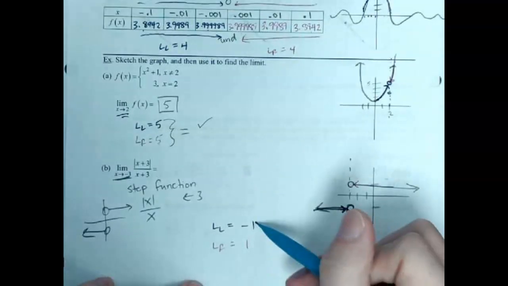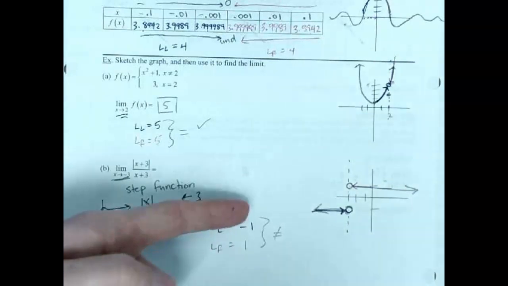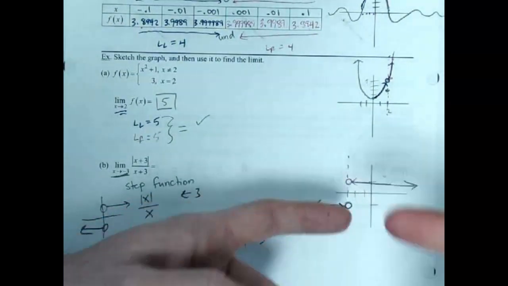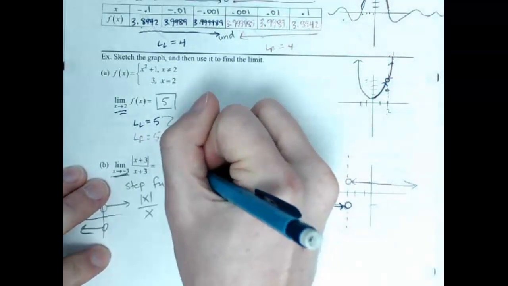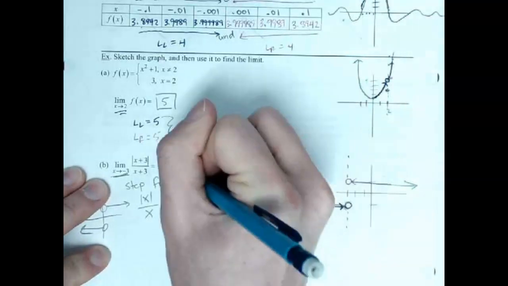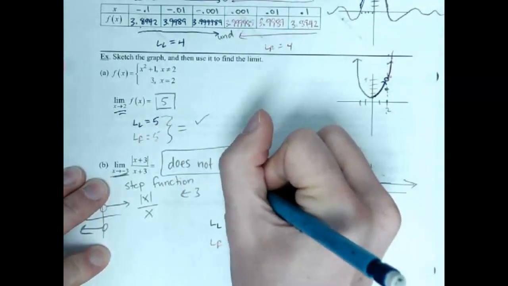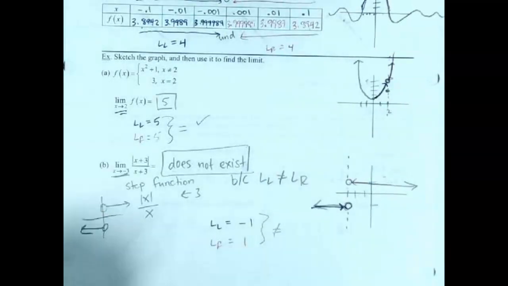Do these two numbers match? No, they don't. The left side and the right side are trending towards two different locations, so this overall limit does not exist. And the reason why it doesn't exist is because the limit from the left doesn't equal the limit from the right.